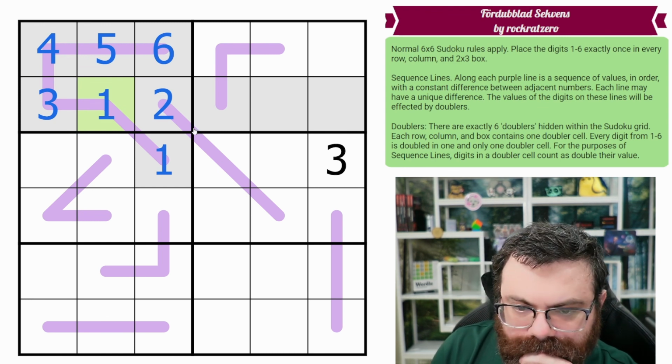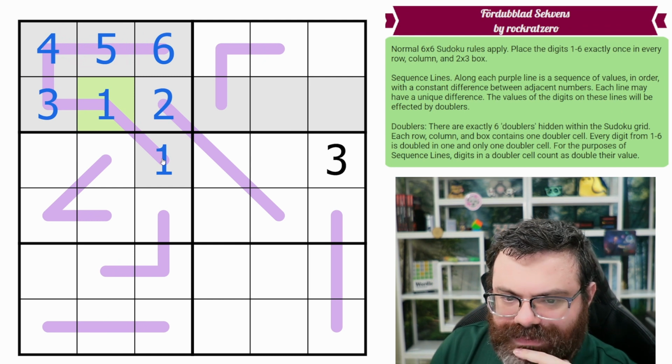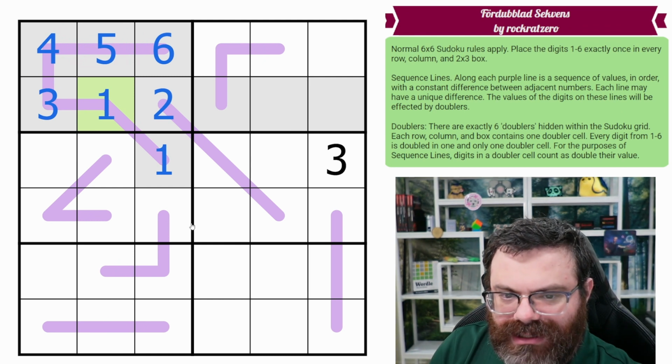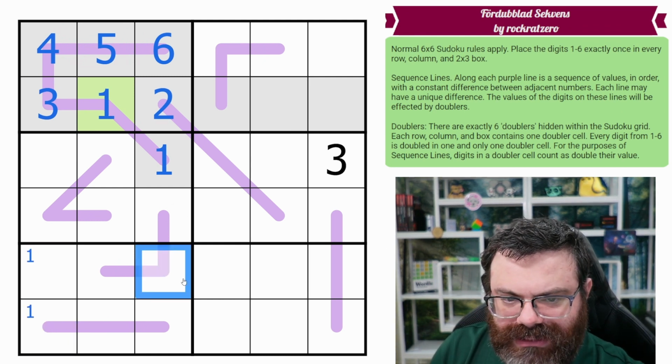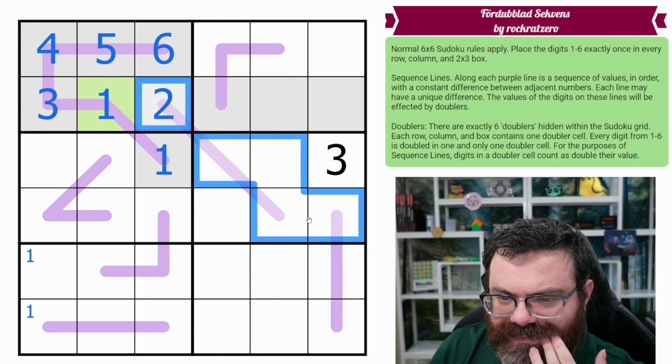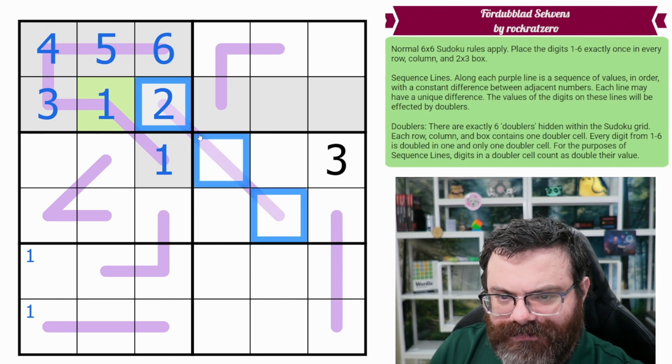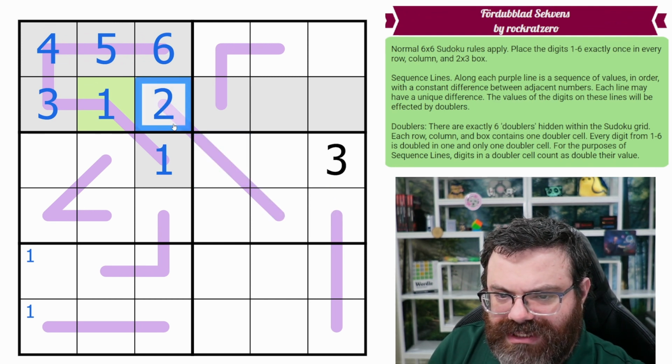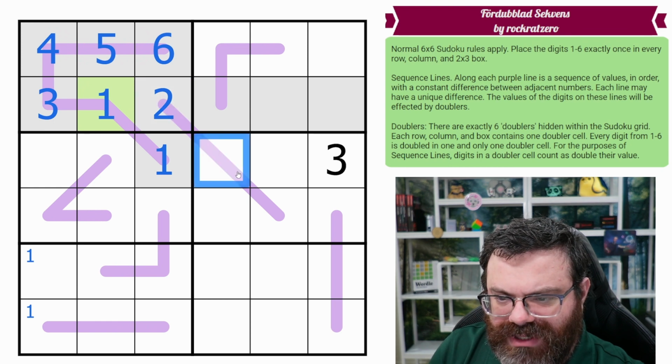Okay. I'm pretty happy with that. I think that's logical. There's a 1 down here. Not doubled. Okay, so placing the 2 on here, that makes me think we should do this sequence. This is the smallest number of the sequence. We can't go 2, 3 here. So we're going 2, 4, 6.